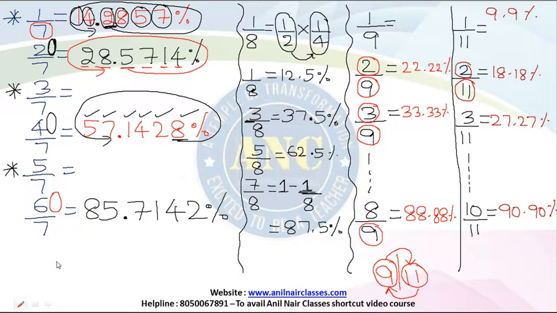Definitely 1 by 11 is not equal to 9.9 for the simple reason that 18, 27, 90, 22, 33 are all written in 2-digit format. 9 also should be written in 2-digit format as 09.09. That means this leftmost digit 0 can be ignored. 1 by 11 value is 9.09 percentage. 1 by 9 and 1 by 11 will always travel together. If the denominator is 9, answer is a multiple of 11. If the denominator is 11, answer is a multiple of 9.